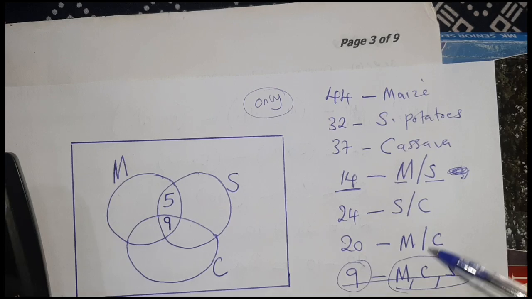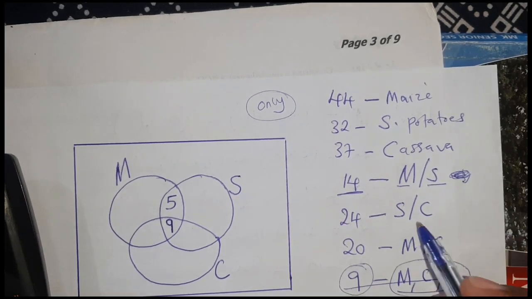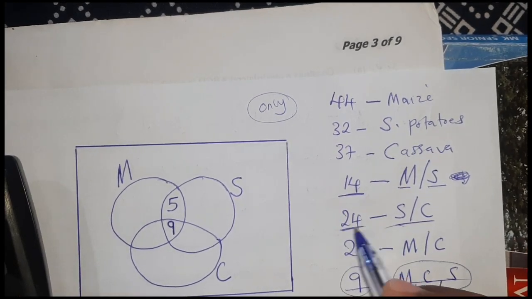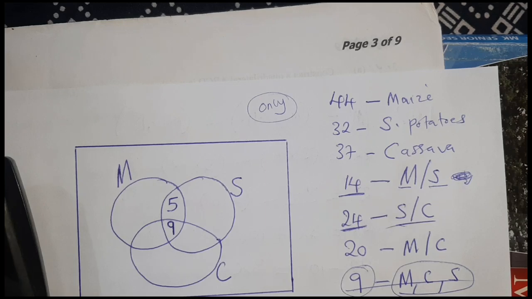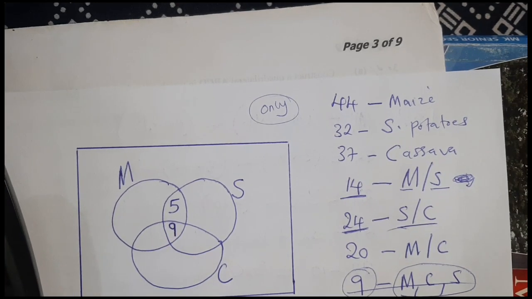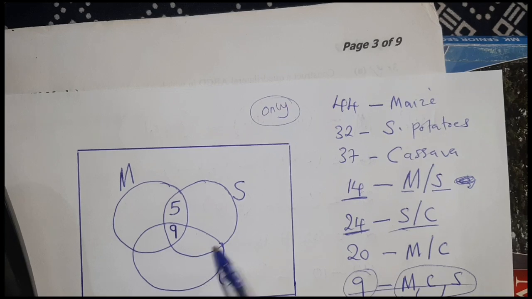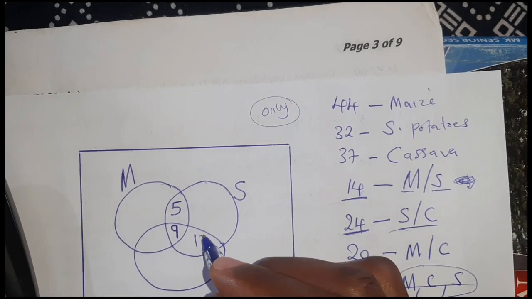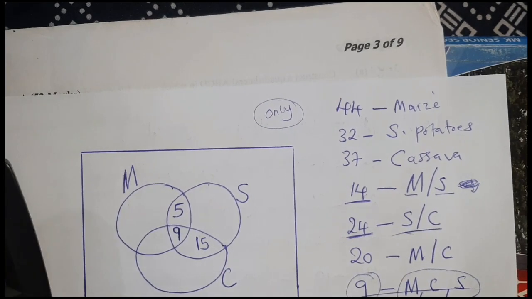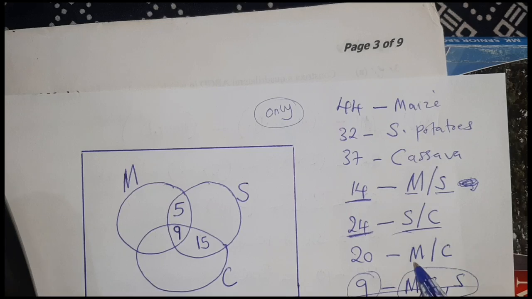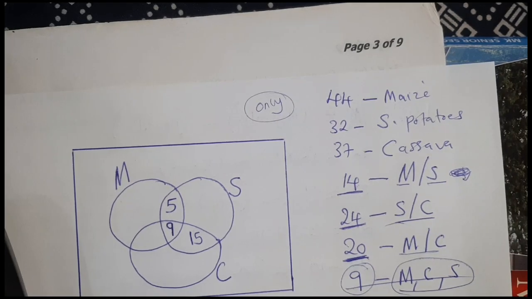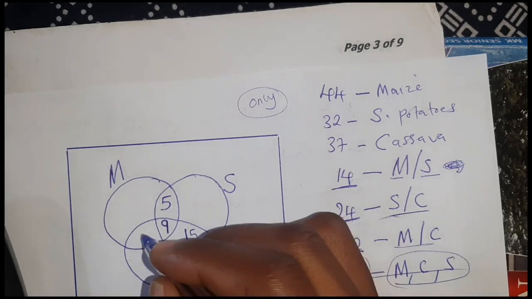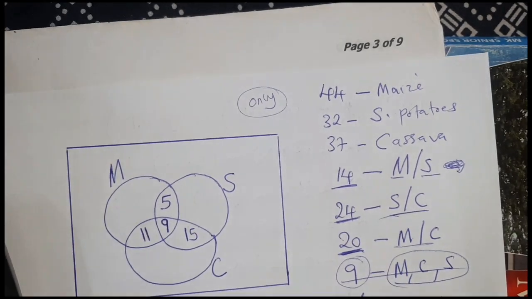Okay? Then we go for sweet potatoes and cassava. There were how many? 24. Again, there is no only. So we will again subtract the 9. So 24 minus 9. Okay, sweet potatoes and cassava, they are 15 here. Then we go for maize and cassava, how many? 20. Again, we subtract 20 minus 9, 11. So here we have 11.